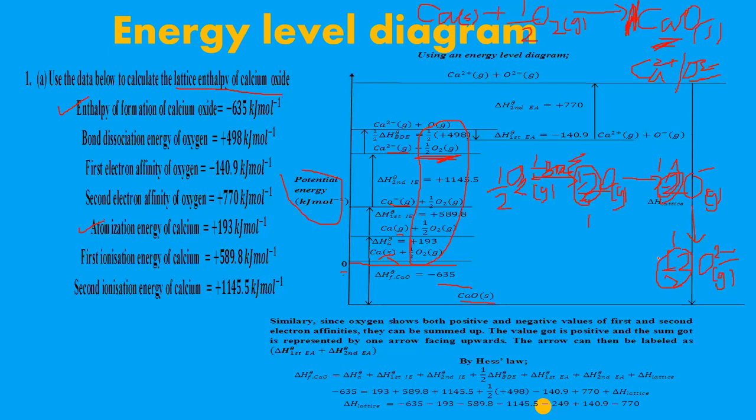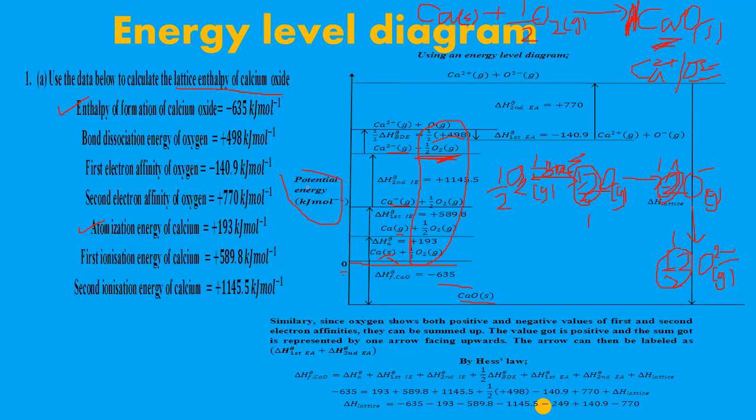Are you getting me, members? Yes, teacher. Now, when I multiply everything by a half there, that's why you see that here my bond dissociation was multiplied by a half. Then after multiplying the bond dissociation by a half, I had the half oxygen gas being converted to the oxygen atom gaseous.